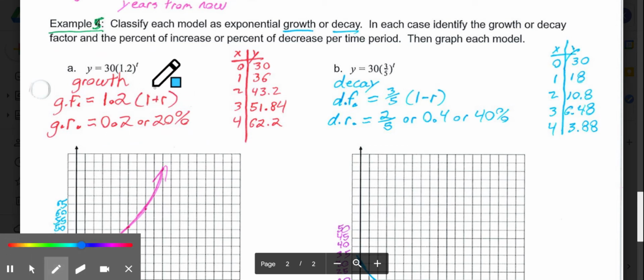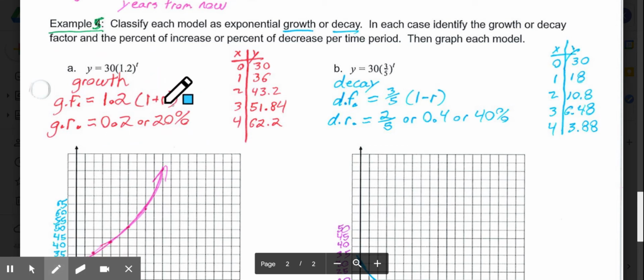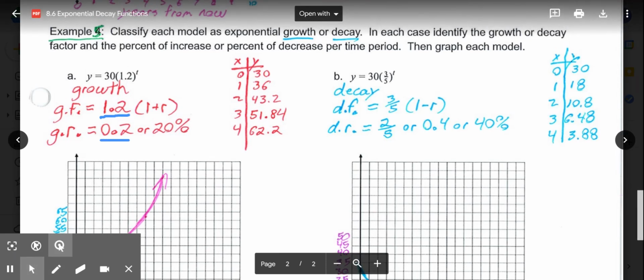So if the growth factor is 1 plus r, what we end up doing is taking that growth factor number, subtracting 1, and that gives us the growth rate as a decimal. Then you multiply that by 100 to get the percent. So let's look at our decay problem.